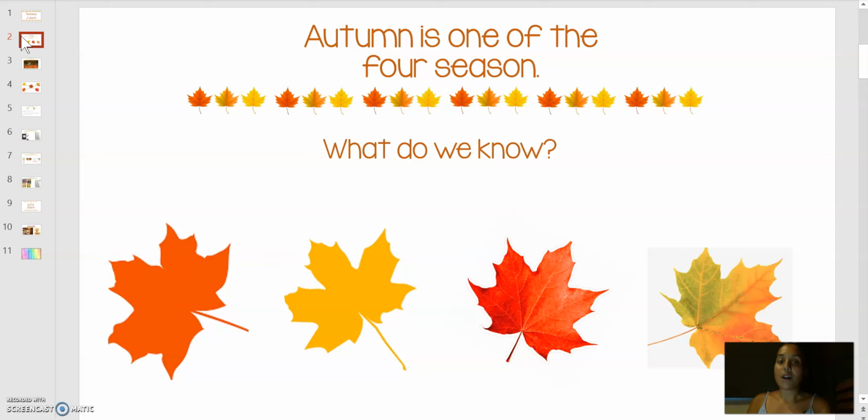Students will gather on the carpet. I would introduce the lesson by saying autumn is one of the 4 seasons of the year. Students will go into elaboration by sharing what they know about the topic. We will have a brief discussion, and I will write students' responses on the board, in this case on the leaves. This is a great opportunity to assess prior knowledge.